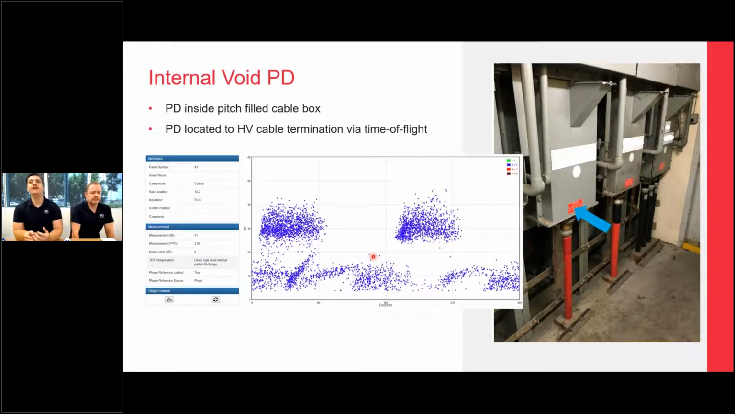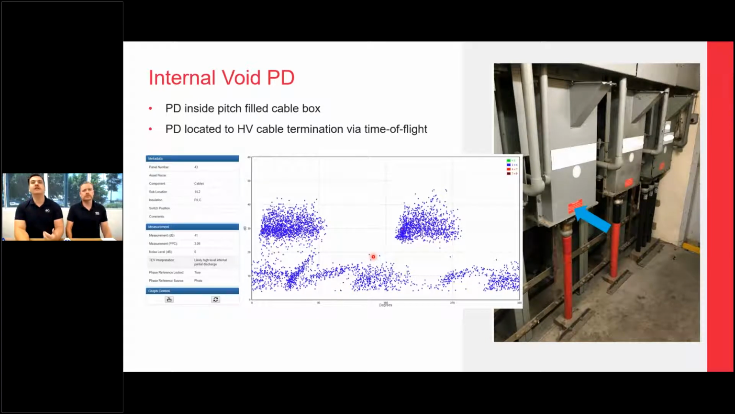We actually believe that at the trifurcation of that cable inside the cable box, when they poured in the pitch, there were either multiple air bubbles or voids or cracks, something that was causing the electromagnetic fields to focus on it and the PD to occur.